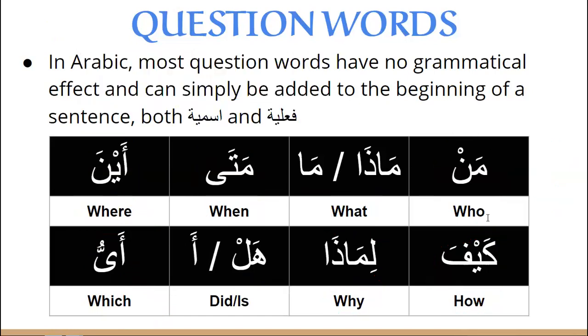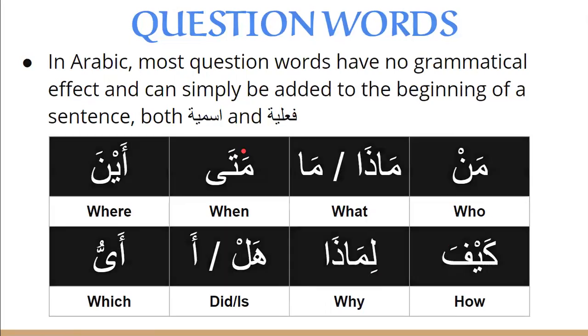So again, man means who. Kaifa means how. Mada or ma means what. Limadha means why. Mata means when. Aina means where. Ayu means which. And hal or a means did or is. It's like making a normal sentence a question. Okay, let's do some examples.